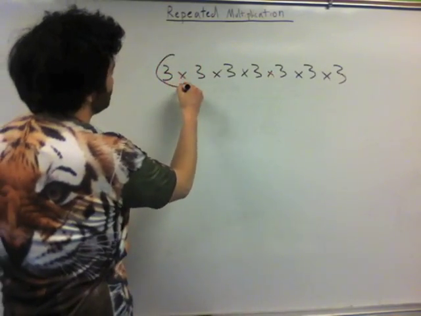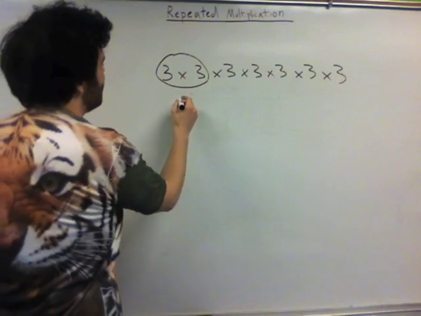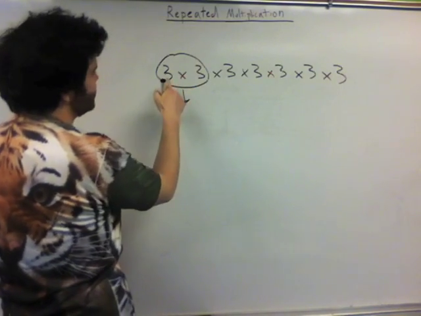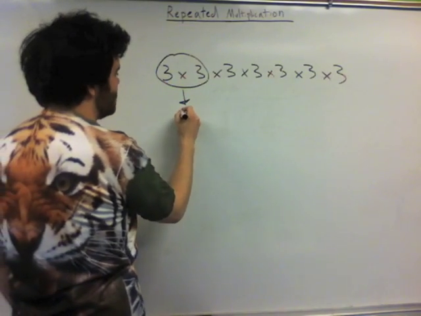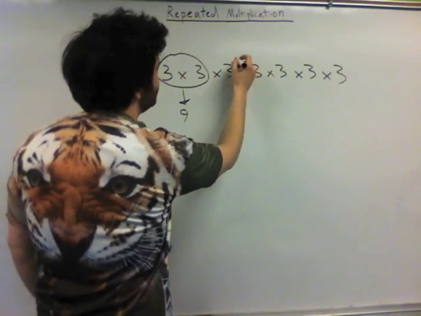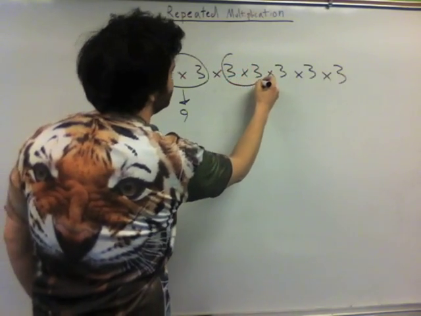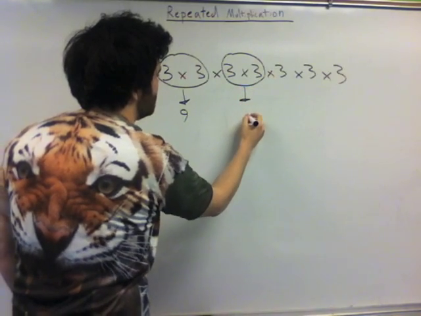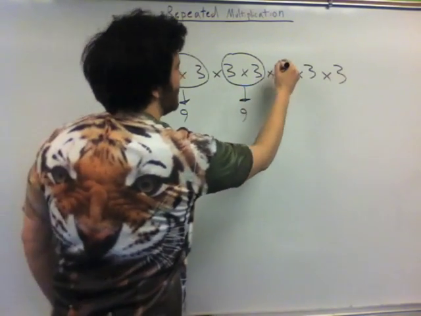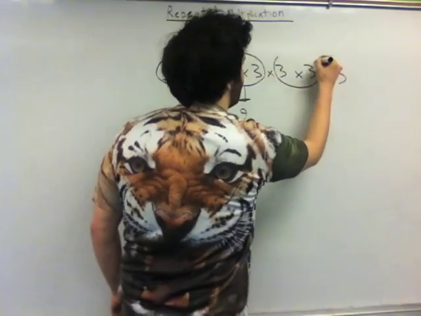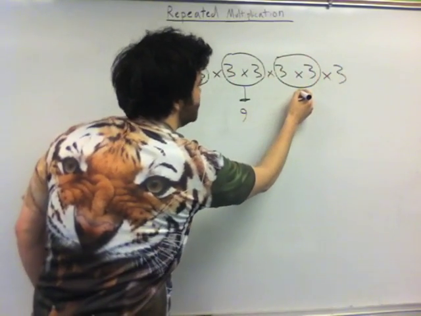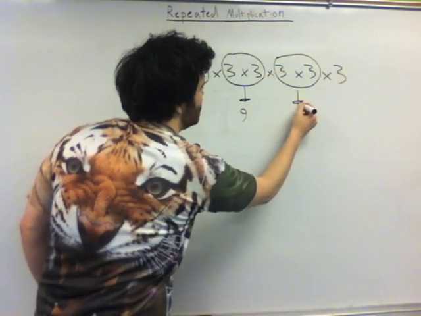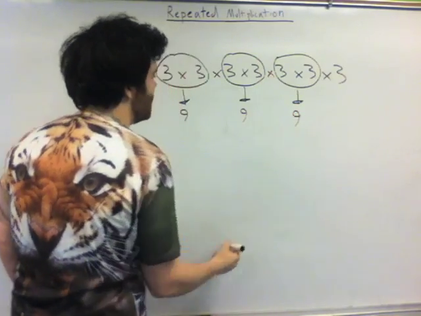So I can circle that. And I'm going to drop it down. I'm just going to say what it's equal to. 3 times 3, well, that's 9. Oh, and here's another group. Right here, here's 3 times 3. So I'm going to say that's equal to 9 too. Excellent. And wait, I got another 3 times 3 here. So that's just equal to 9 also. That's going to be 9.